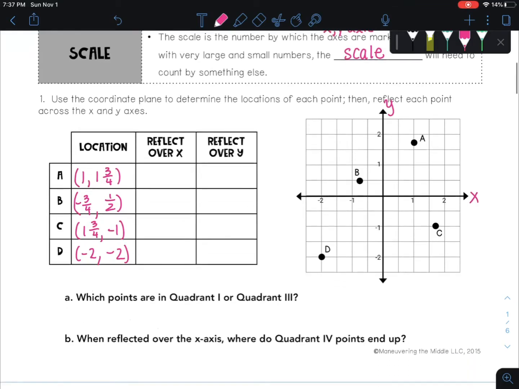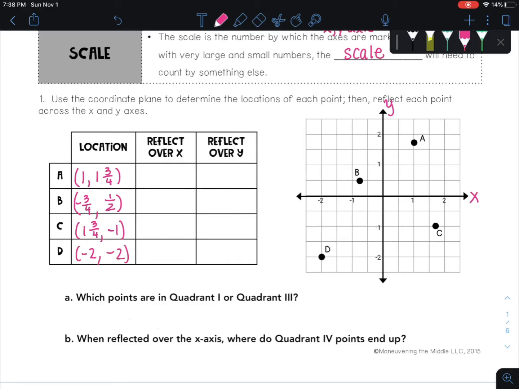All right? So taking a look at this graph in example 1, we actually look like we're counting by not ones, but 1/2. It's just not labeled on the halves. And what we want to do is determine the points and then do some reflections. So I already went through and did the coordinates. So here's how I got these answers.